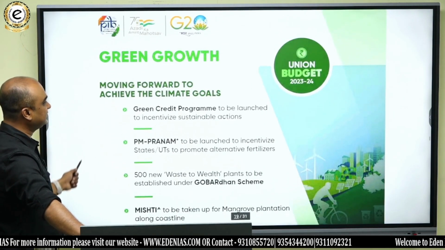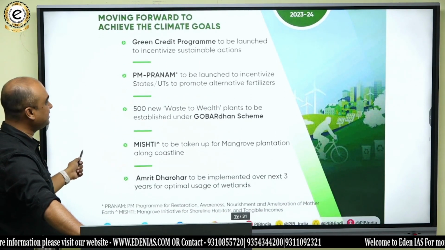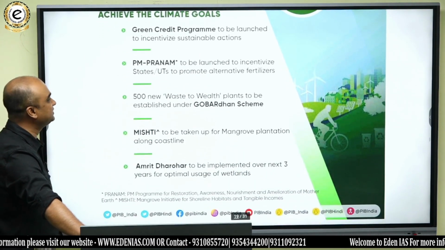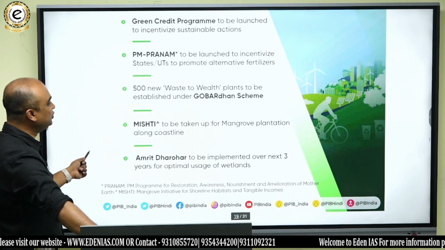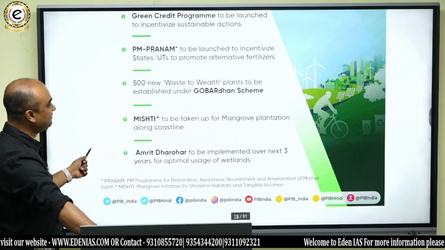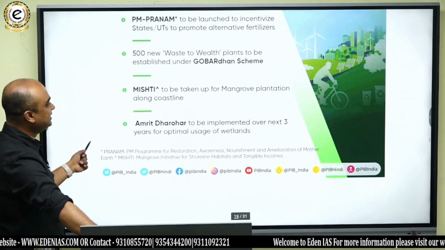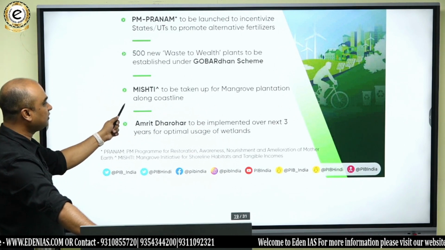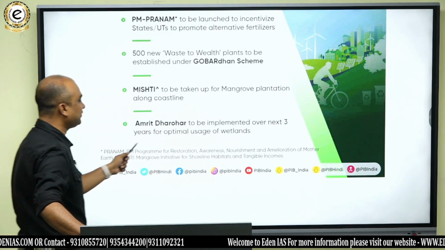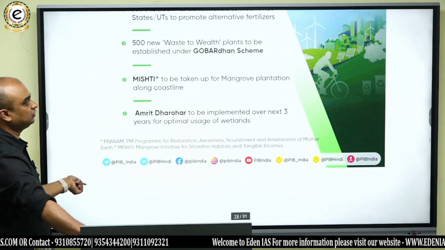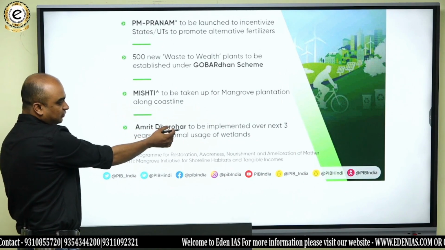So green growth का देख लेते हैं हम क्या क्या था. Green credit program to be launched to incentivize sustainable actions. PM Pranam to be launched to incentivize state union territory to promote alternative fertilizers. 500 new waste to wealth plants to be established under Gobardhan scheme. Mishti to be taken up for mangrove plantation along coastline. Amrit Dharohar to be implemented over next 3 years for optimal usage of wetland. तो इसमें याद क्या रखना है, देखो मिष्टी is for mangrove, अमृत धरोहर is for wetlands.